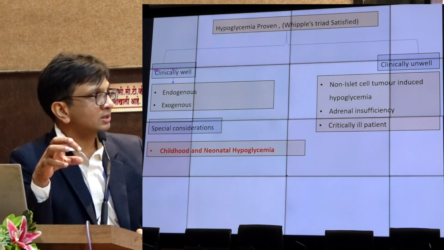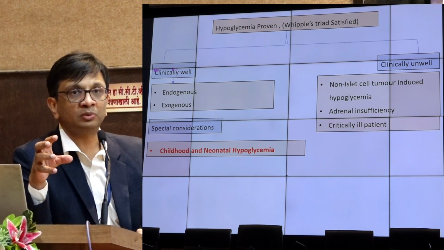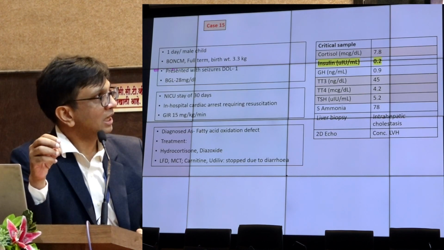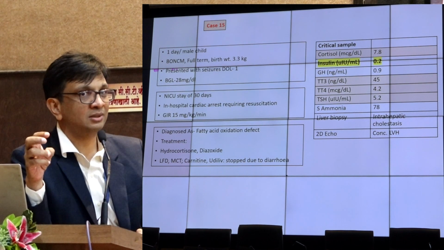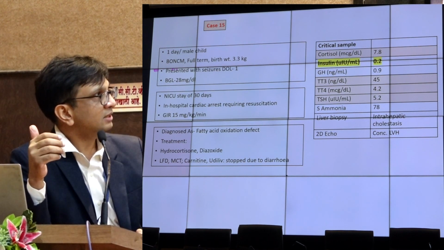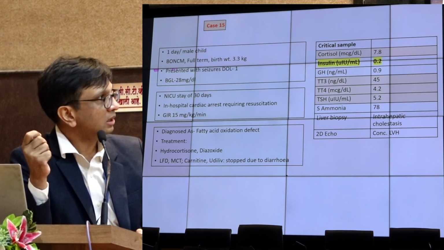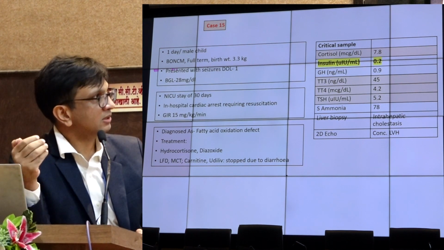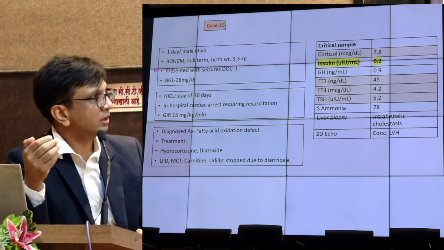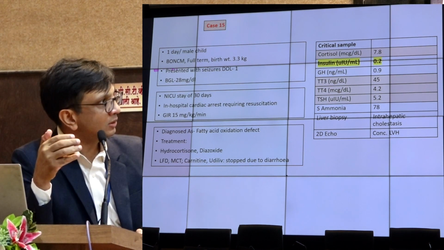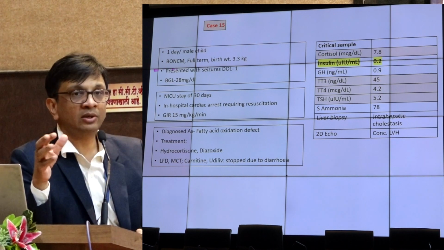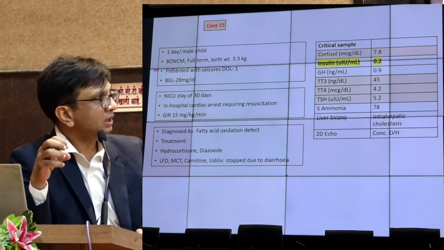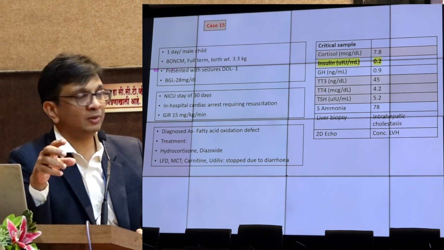Now, special considerations: childhood and neonatal age groups, and hypoglycemia when they come. Like this child who was referred to us, initially managed in an intensive care setting in another hospital, where he had hypoglycemia on day 1 of life, which was persistent. He required a glucose infusion drip, and he was initially diagnosed as a fatty acid oxidation defect and put on certain treatment. Diazoxide was started, so symptomatic treatment was started.